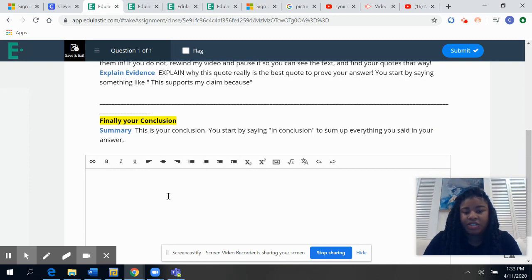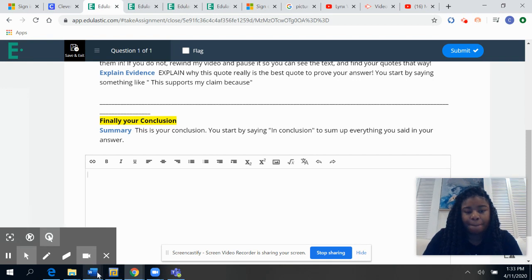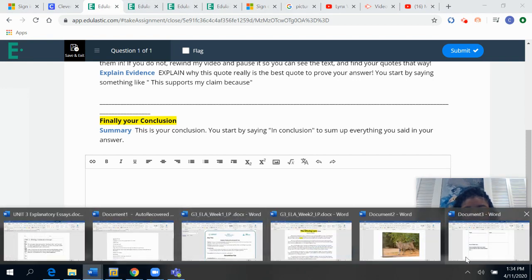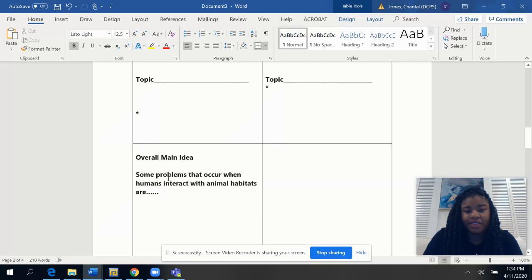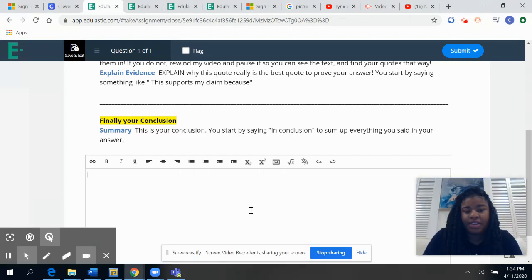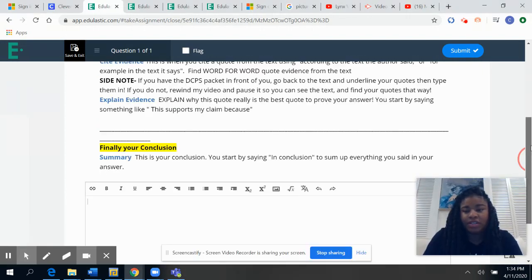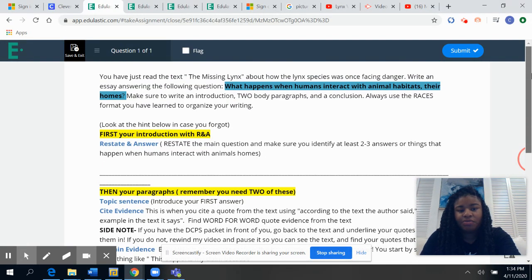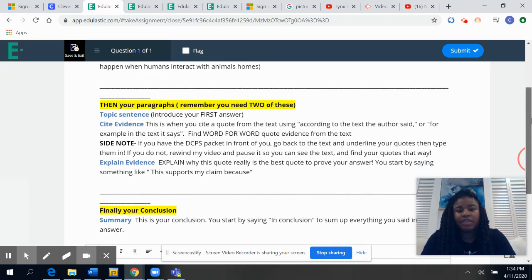Okay, the first sentence is always the restating, right? And we restated it. Well, I restated it for you here. Some problems that occur, jot down your 2 answers that you have, and then you are good to go, right? Just make sure you follow this format. Make sure you're including these things.